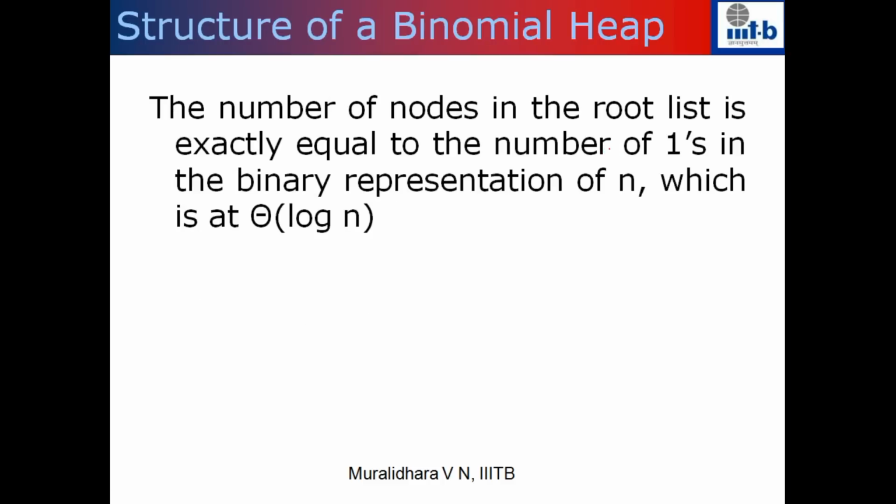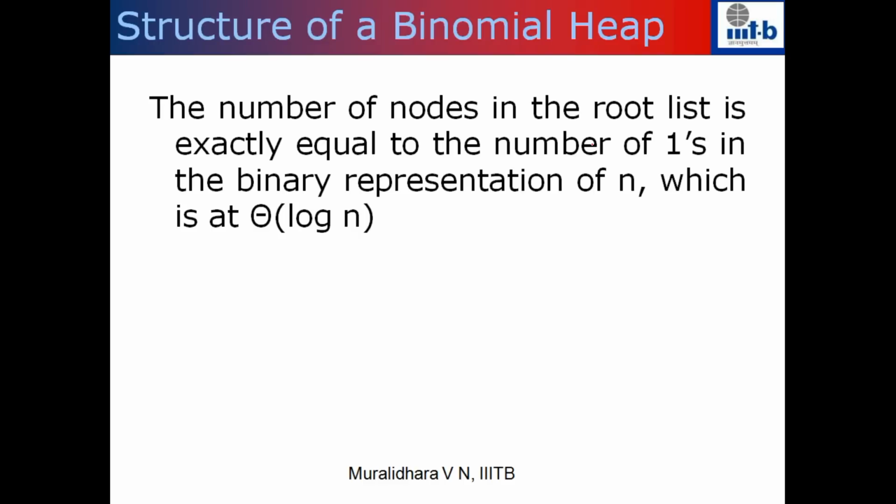We also want to look at the complexity: what is the number of trees that we can have, and what is the height of each of these trees. The number of nodes in the root list is exactly equal to the number of ones in the binary representation of n, right? Because if I have to look at a binomial heap with n number of nodes in it, you just look at the binary representation of that n, and wherever there is a 1, you take a copy of B_i for that. So the number of trees in the root list is exactly equal to the number of ones in the binary representation of n, and the number of ones can be at most log n. So the number of nodes in the root list is order log n.